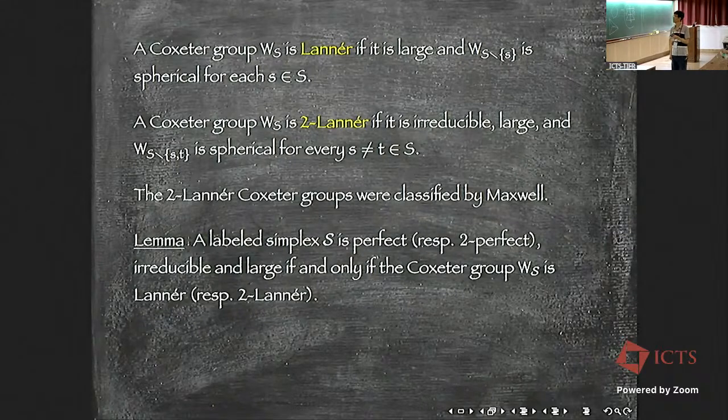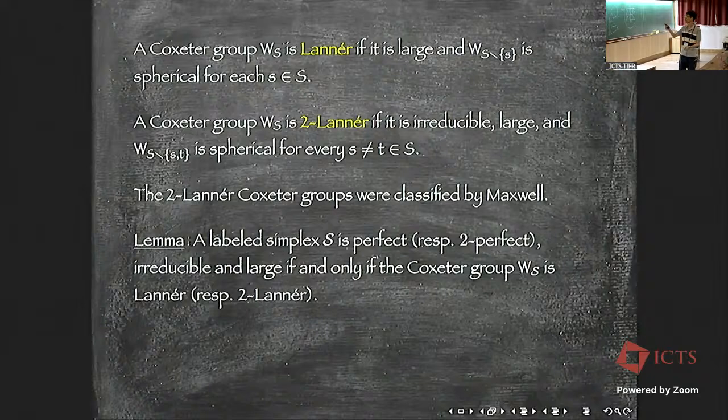But then there is this lemma. The labeled simplex is a perfect case. In other words, it's a closed reflection orbifold whose underlying space is a simplex. Okay. In this case, it is irreducible large if and only if the group is a Lannér Coxeter group. So what is Lannér? The Coxeter group is large, and if you remove just one generator, so this W_{S minus s}, then this is spherical.